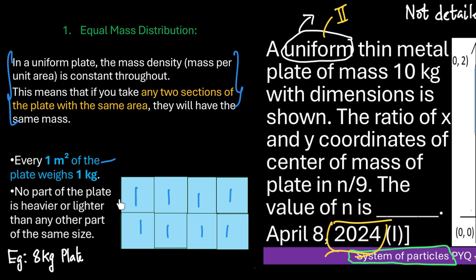Now if we assume this plate to be a plate of 8 kilogram mass, then every 1 meter of the plate weighs 1 kilogram. In other words, no part of the plate is heavier or lighter than any other part of the same size. Size is important. So if this is an 8 kilogram plate, it simply means that this part should be 1 kilogram, 1, 1, 1, making it sum up to 8. Okay.